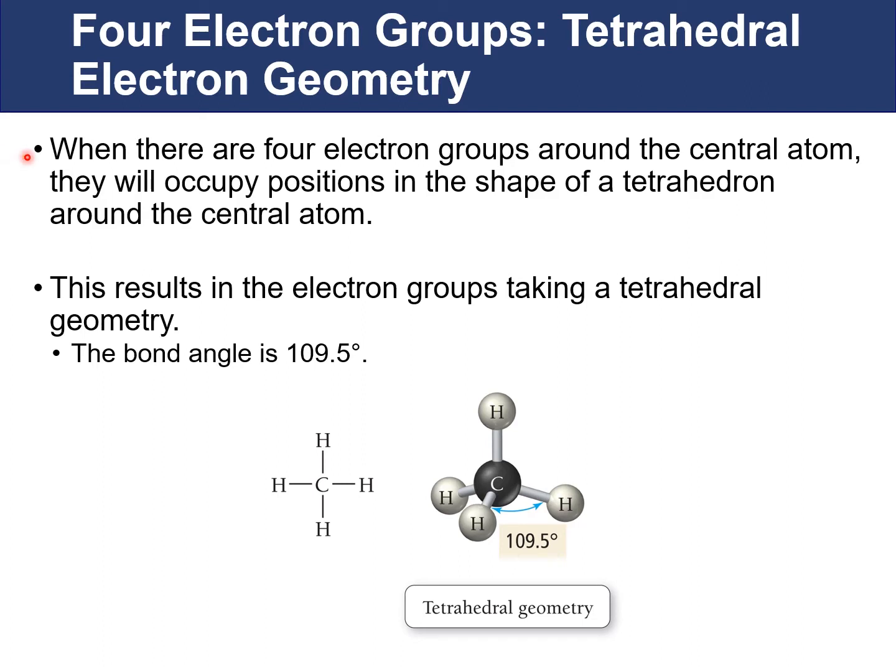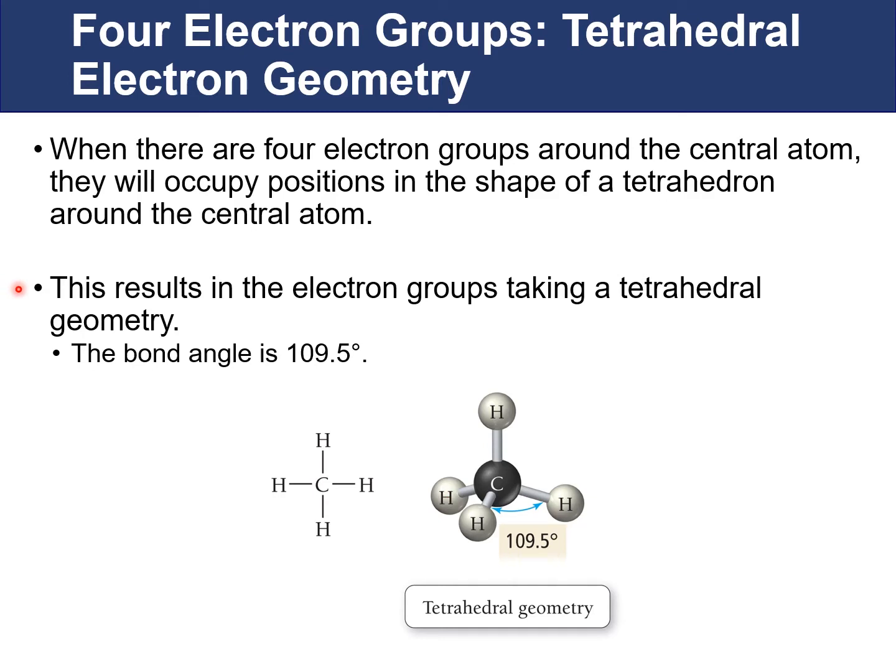Next, when there are four electron groups around the central atom, they will occupy the positions in the shape of a tetrahedron around the central atom, where the shape of the tetrahedron comes from faces or planes that are made by three of the atoms that are bound to the central atom. So you would have a face from these three hydrogens, and then a face from these three hydrogens in the back, and then another one on the left from these three, and then the final plane of the tetrahedron would be along the bottom from these three.